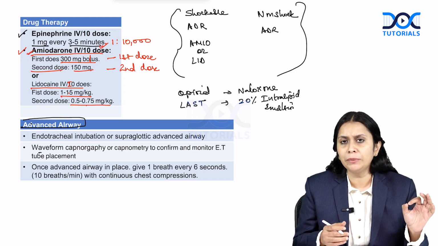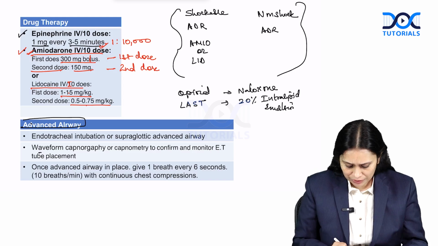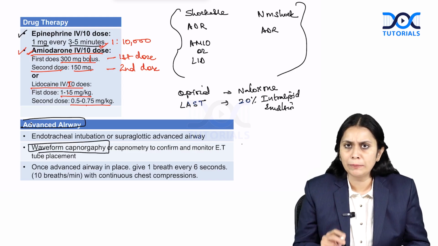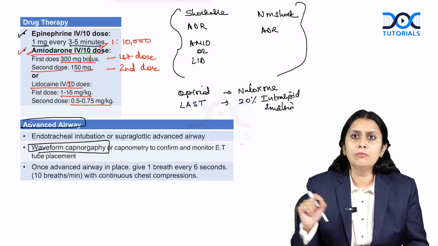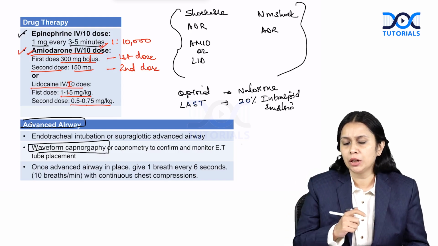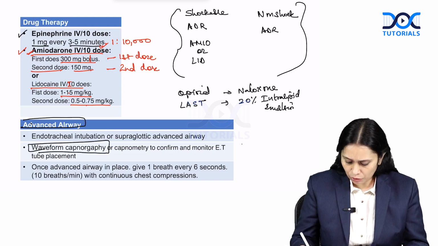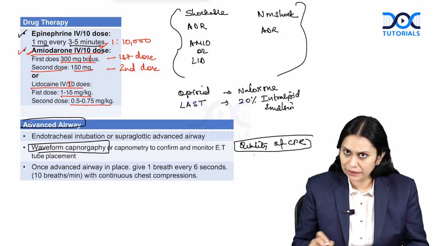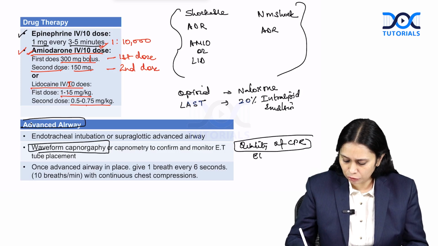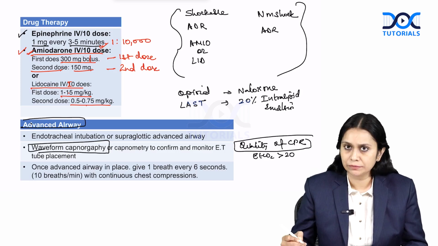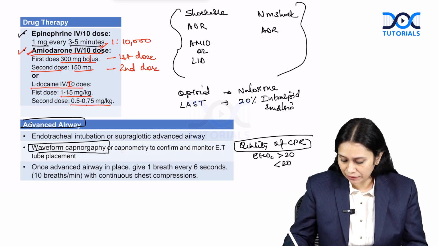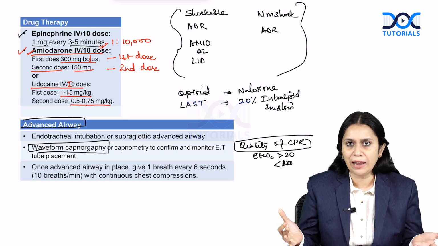What is recommended, once you have put the advanced airway, that is ETT or supraglottic airway device, always confirm it with a waveform capnography. And once you have attached the capno, do not remove it, because capno will give you a lot of information. It will tell you about the quality of CPR. We have already discussed that if the EtCO2 value is more than 20, then we are doing a good resuscitation. If it is less than 20, less than 10, then our compression is not adequate.